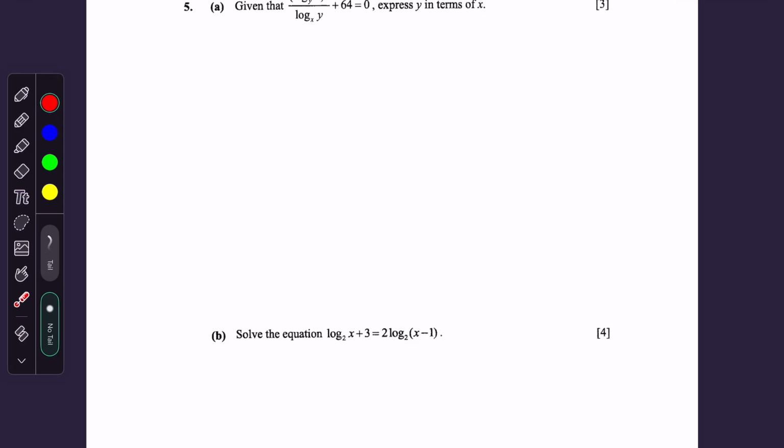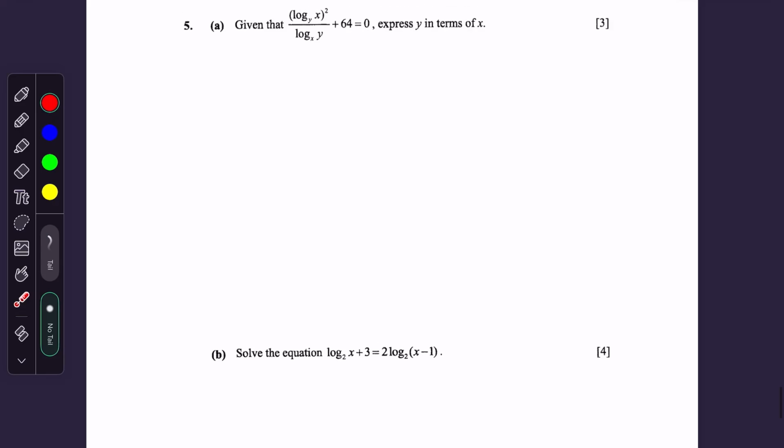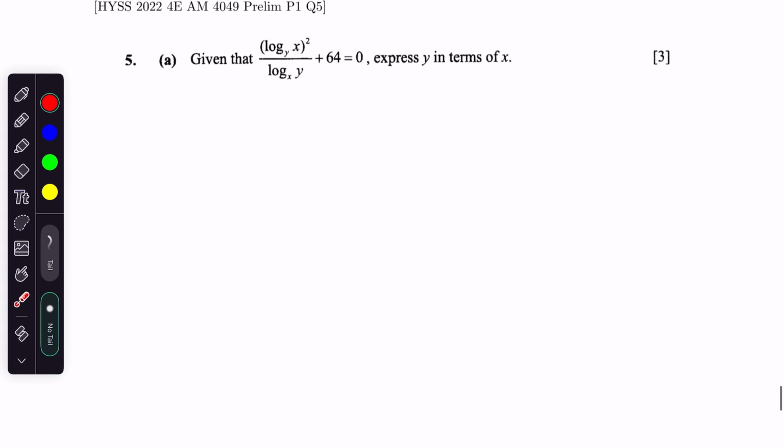Okay, so in this video, we're gonna go through this question here. We are given an equation. We want to express y in terms of x. So over here, we see that we have two different bases, y and x.